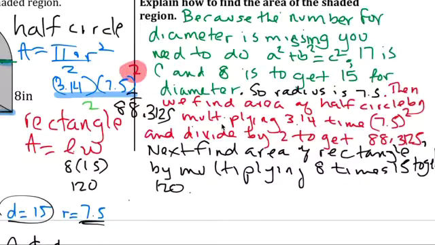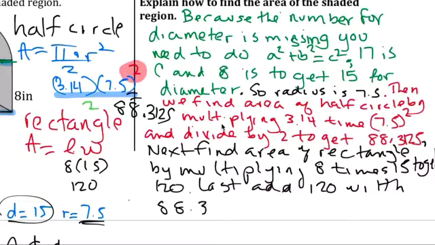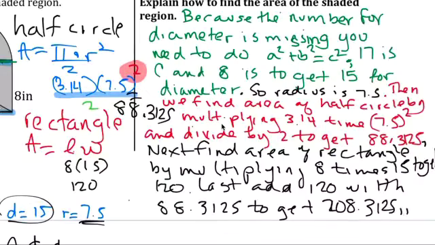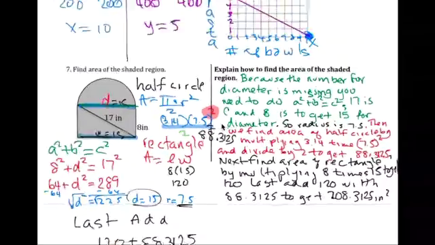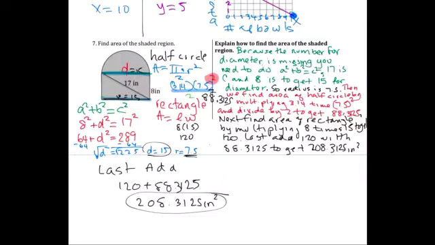Last, add 120 with 88.3125 to get 208.3125 inches squared. And that's it. That's how you do this worksheet. That should be easy.